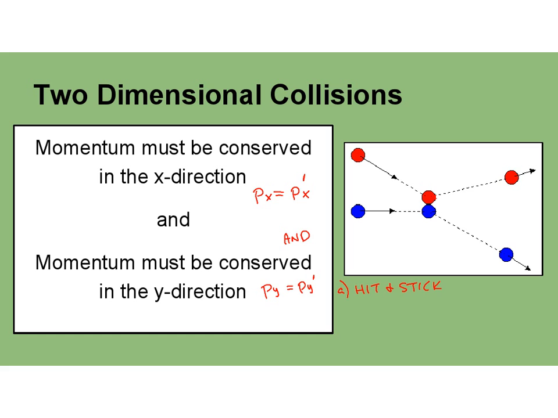Possibility A, they hit and stick, and I use the hit and stick special case. Use the inelastic. Possibility B, the two things hit and bounce like pool balls would. And in that case, then I need to use the elastic collision, that last thing that we saw on the last screen. Okay, so let's try one of these, some two-dimensional collisions here.